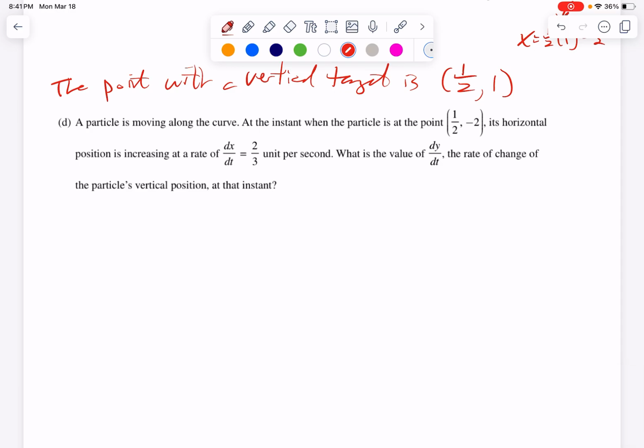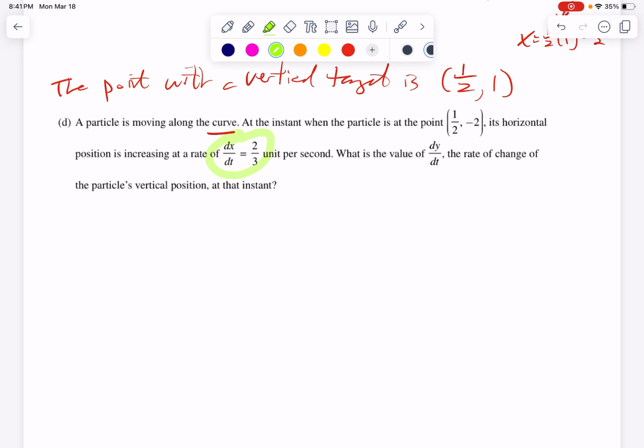A particle is moving along a curve at the instant where, along the curve, right? So this same curve, but now we're imagining motion. At an instant where the particle is at the point 1/2 comma -2, its horizontal position is increasing at this rate. So it's moving, x is increasing at the rate of 2/3 of a unit per second. What is dy dt?